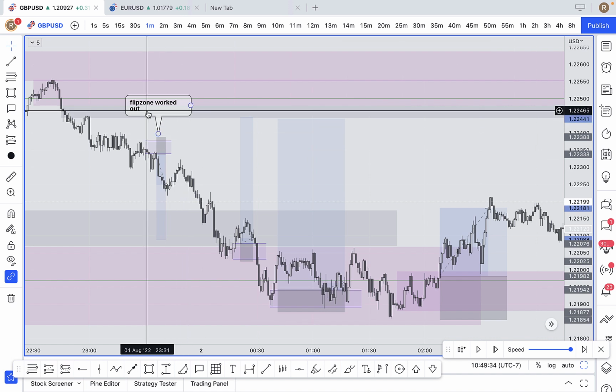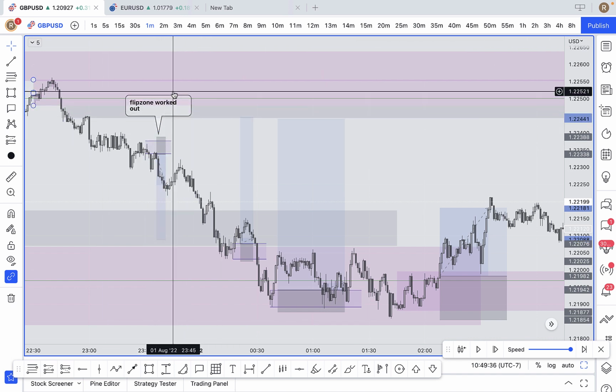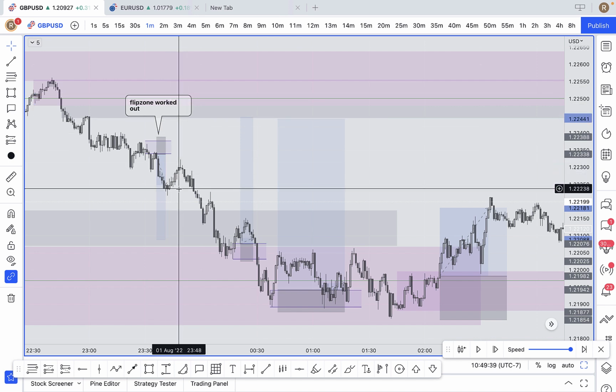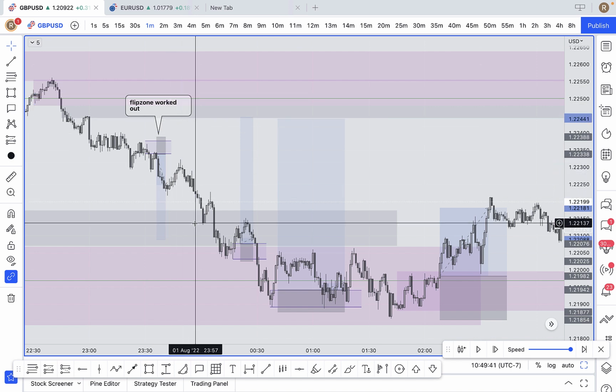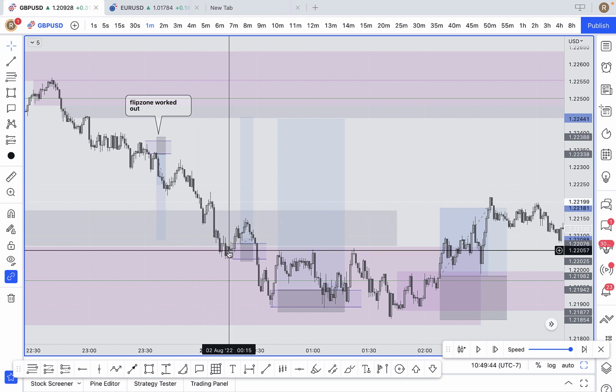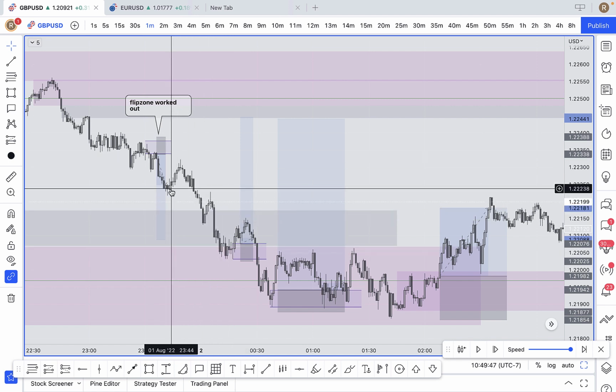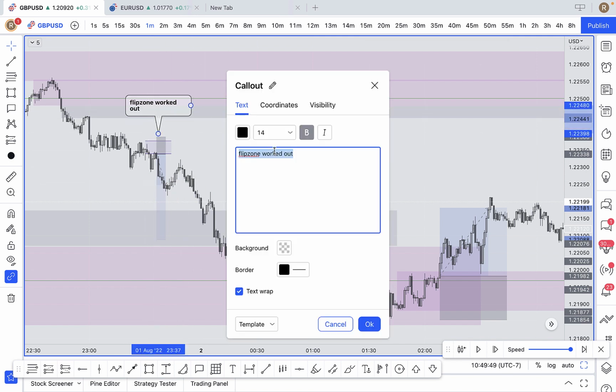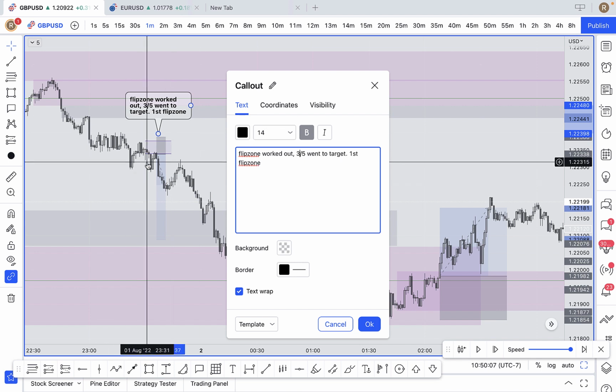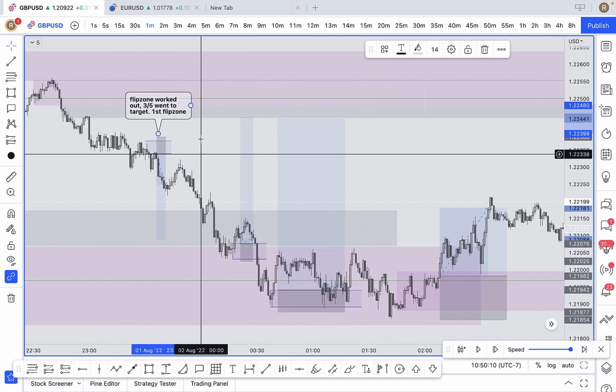What I want to make note of is also this flip zone is close to the POI. We didn't take the flip zone down here, down here. We don't keep chasing them. But if you did keep chasing these, and let's say you did get tapped in on these, you would say, for example, flip zone worked out. 2 out of 5 went to target. First flip zone. Maybe we could even say 3 out of 5. So I was like, okay, so this is in the future.